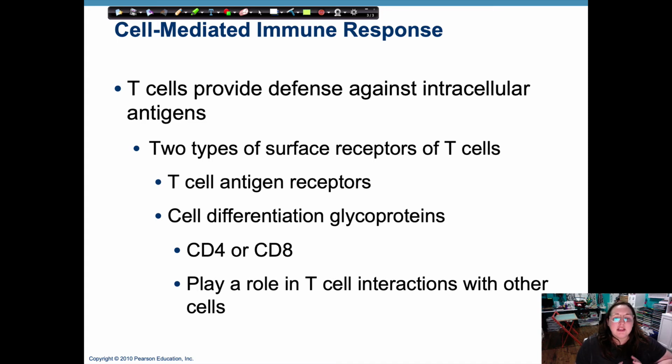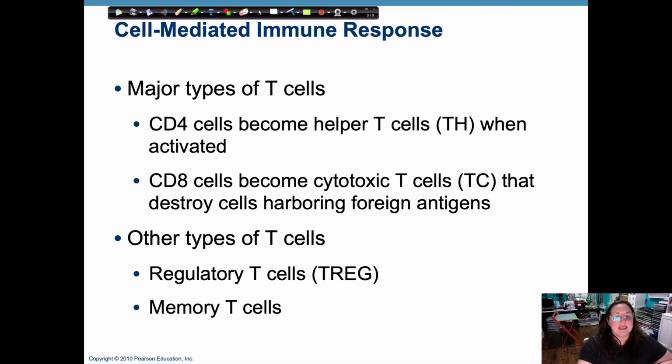So there are two major types of T cells out there. There are T cells that are named for their surface proteins or their receptors. Some T cells have a receptor on them called a CD4 receptor, and other T cells have a receptor on them called a CD8 receptor. CD4 T cells are referred to as helper T cells. CD8 T cells are referred to as cytotoxic T cells.